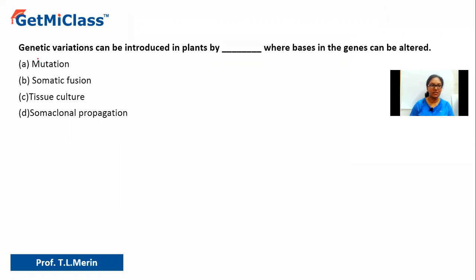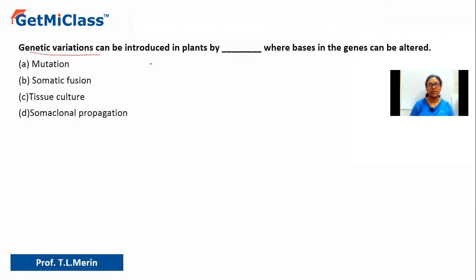Let's solve this question. The question says genetic variations can be introduced in plants by dash where bases in the genes can be altered. Option A says mutation, option B says somatic fusion, option C says tissue culture, option D says somaclonal propagation.